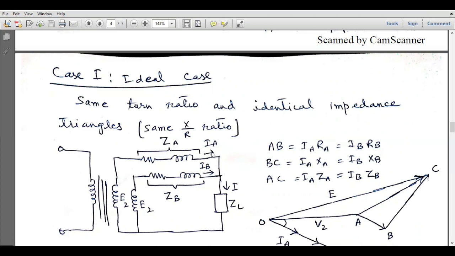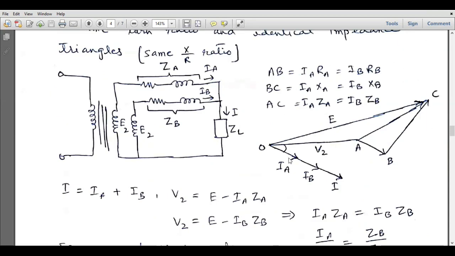IA is the current flowing through transformer A. Similarly, IB is the current flowing through transformer B. The sum of these two currents is equal to I, which is the load current flowing through this load impedance. We can draw the phasor diagram based on the fact that the voltage transformation ratio and the X over R ratio are both the same. This is our reference, the secondary voltage V2, which is the voltage available across the terminals of this load.